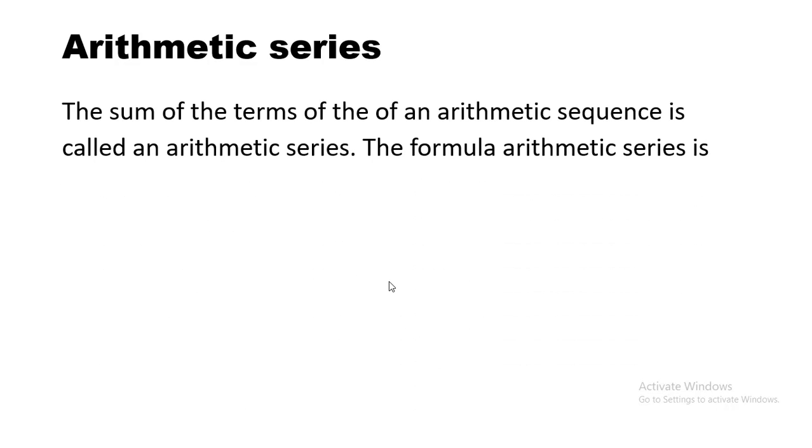So guys, moving on, we will now be learning about arithmetic series. Okay, the sum of the terms of an arithmetic sequence is called an arithmetic series. The formula for arithmetic series is this: s of n is equal to n upon 2 times (2a plus (n minus 1)d).